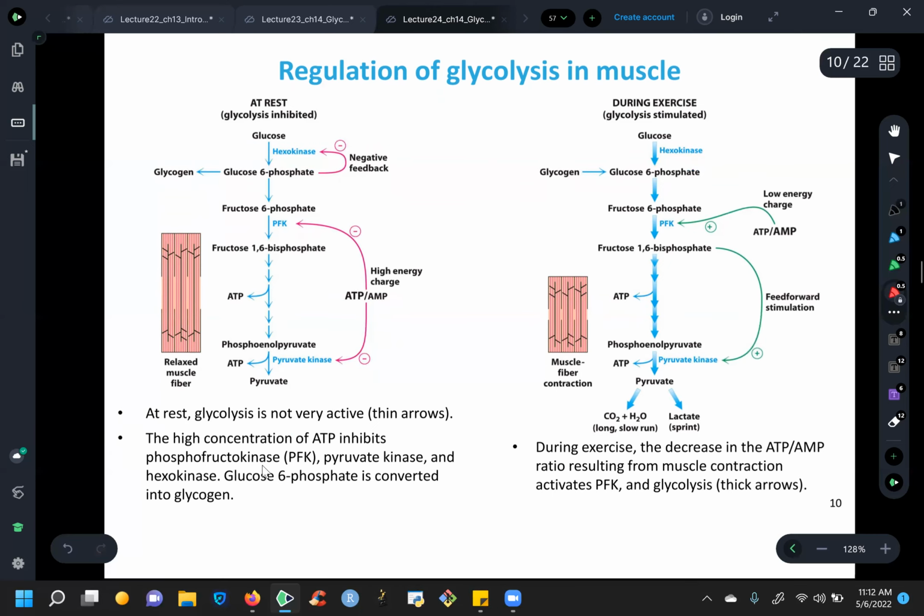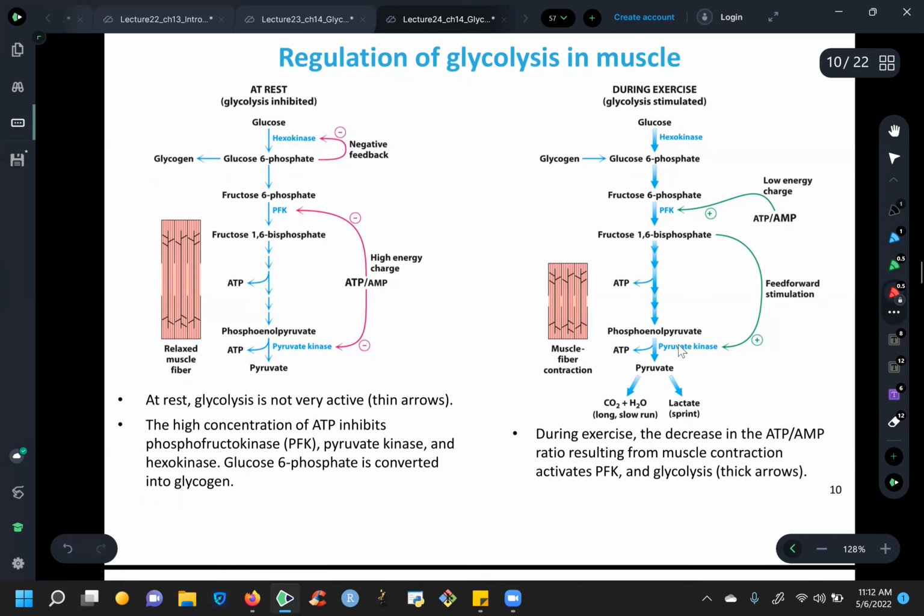So here they're just using the names of things. You should have the process of glycolysis down, you should know all the enzymes and everything, so that when you see stuff like this on the exam, you're not stressed out. You already know. So basically a lot of ATP will inhibit through these three enzymes: hexokinase, phosphofructokinase, and pyruvate kinase.